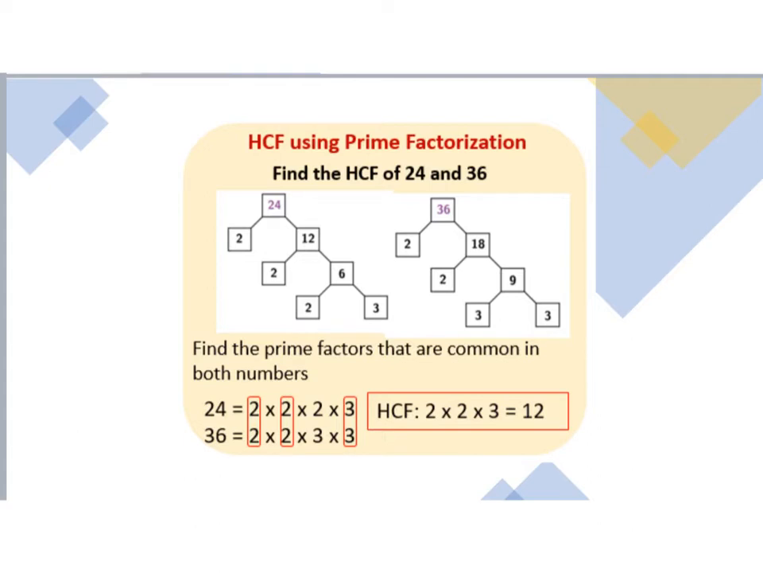An important note at this point is don't put these into index form as it just confuses matters. To get the highest common factor from this method, all you need to do is pick out the common factors to both lists, 2, 2 and 3, and then times them together. 2 times 2 times 3, well 2 times 2 is 4, times by 3 makes 12. And as you can see, that's the same answer from the previous question, which is the same question.